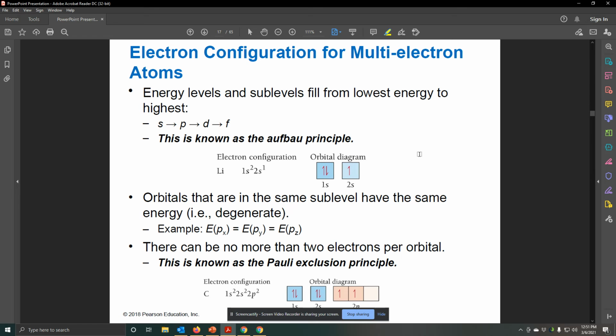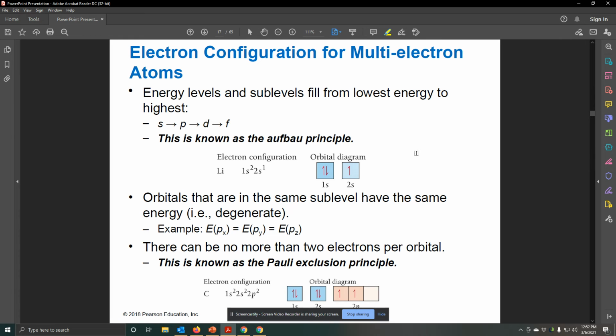Okay, so moving on a little bit here, we're going to look at writing the electron configuration for some of our atoms. Again, we're always going to fill our electrons from the lowest energy to the highest. So we have s, and when we're talking about our subshells, s will be filled first, then p, then d, then f.